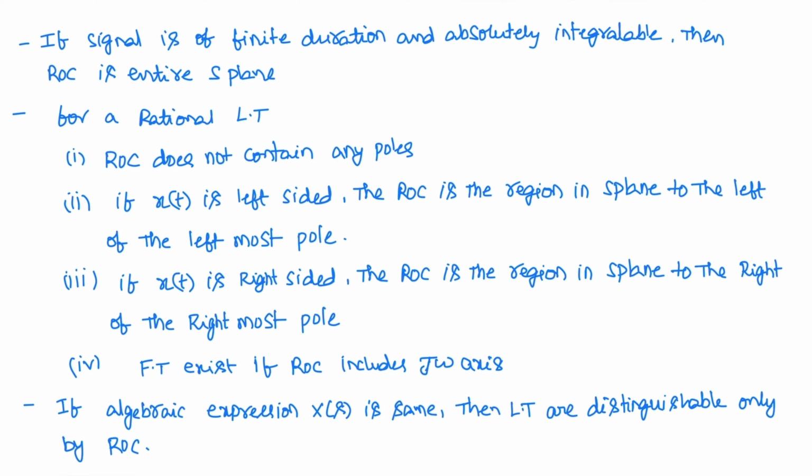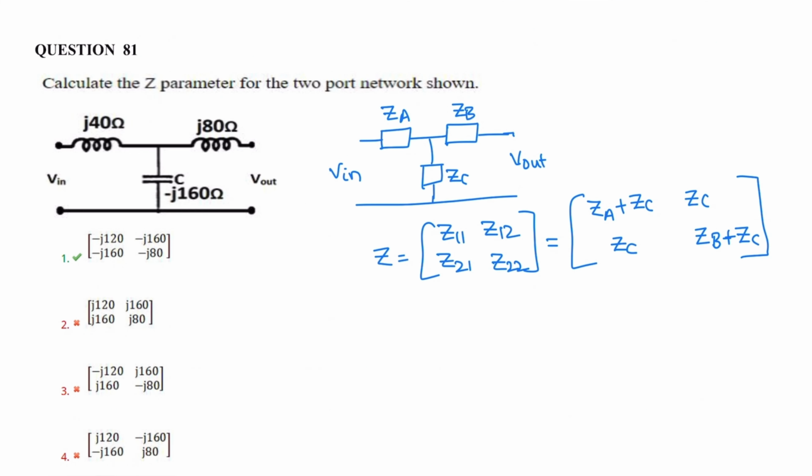If the ROC includes the j omega axis, then the Fourier transform exists. If the algebraic expression X of s is the same, meaning the rational transfer function is the same, then the Laplace transforms are distinguishable only by the region of convergence. For the same rational transfer function, different Laplace transforms are possible for different ROCs. Next question. Calculate the Z parameter for the two-port network shown.